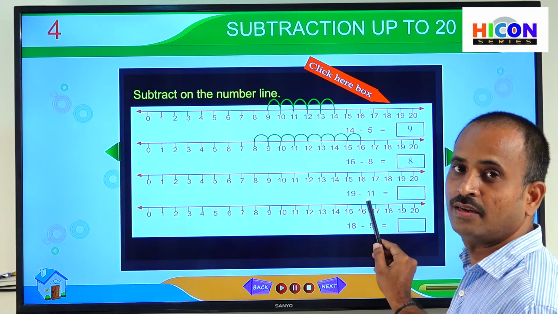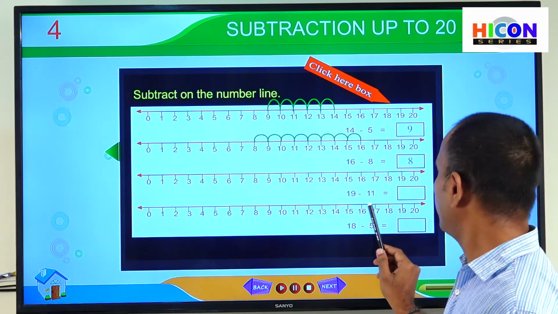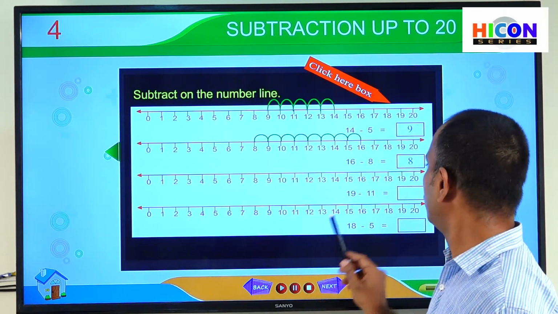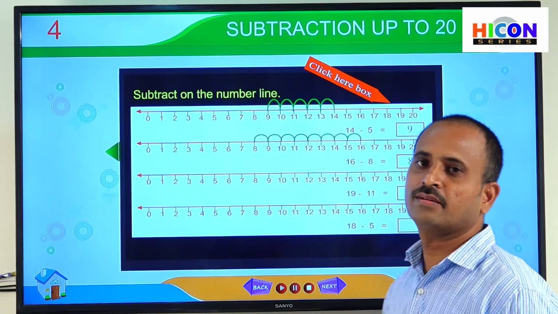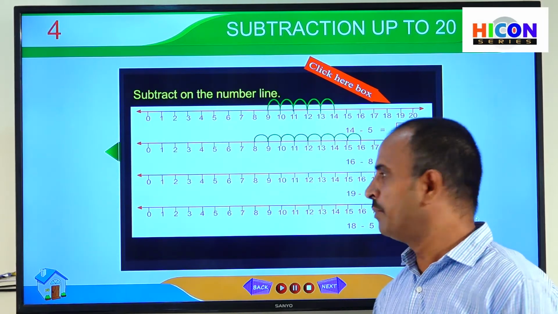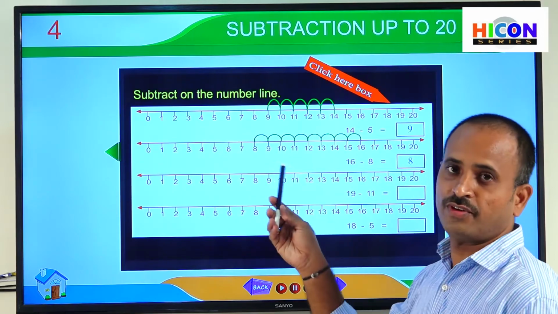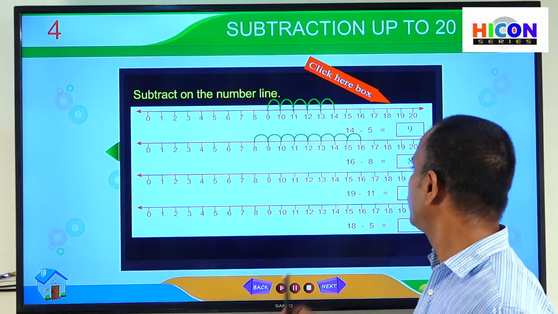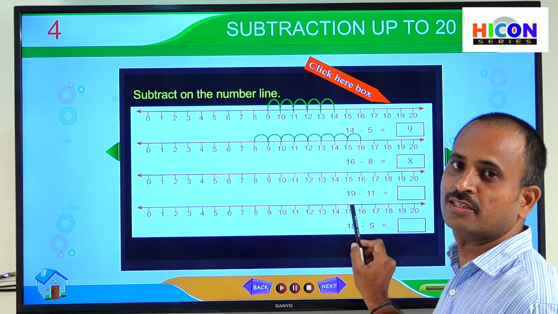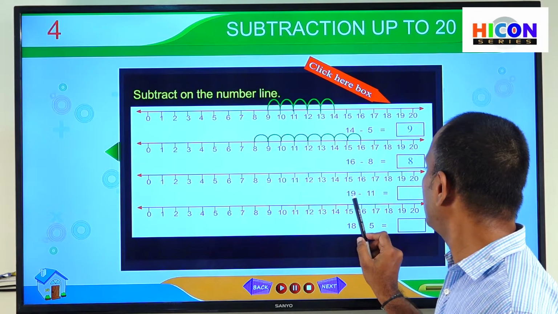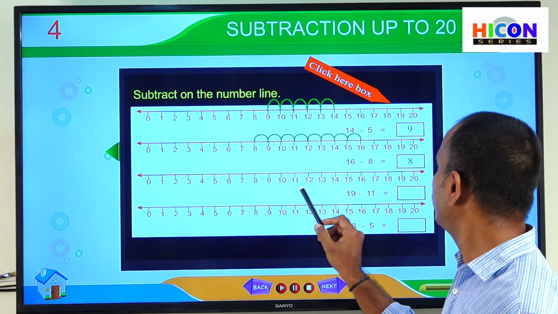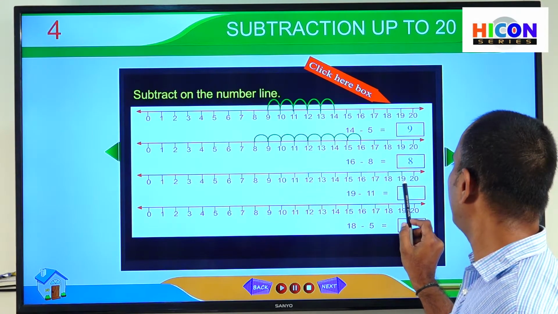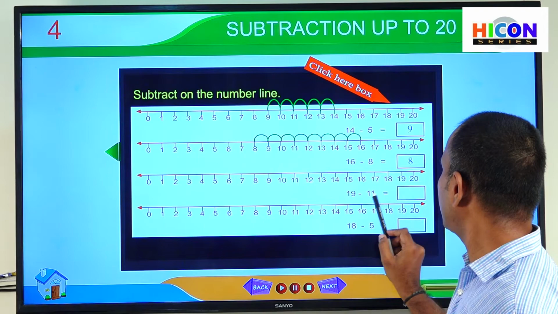19 minus 11 is equal to how much? So we have to do this subtraction on this number line. So continue the same process as we have done in the first and second problem. So we have to start from the first number of the subtraction. So what is the first number in the subtraction? 19. So start from 19 on the number line. So where is the number 19 on the number line? So here is the number 19. So start from here.